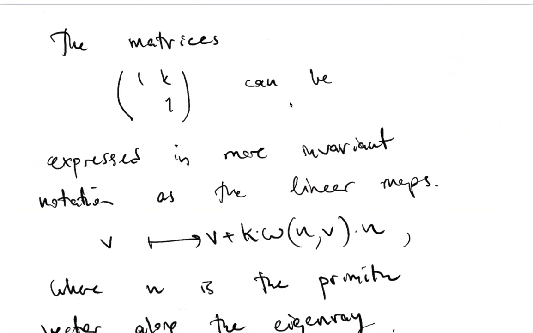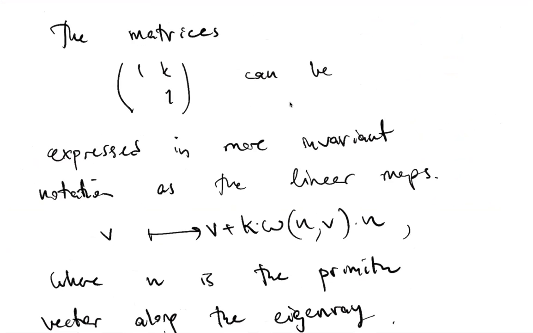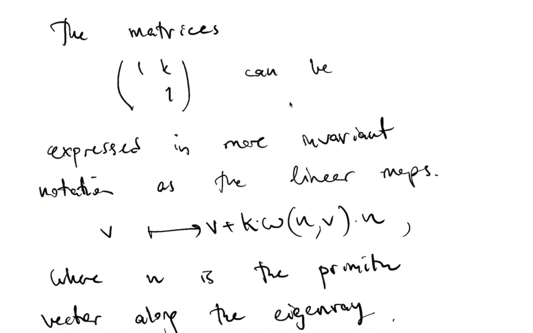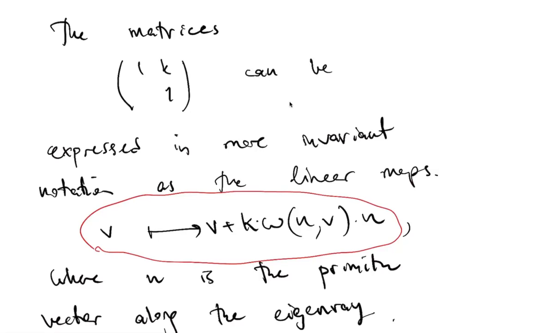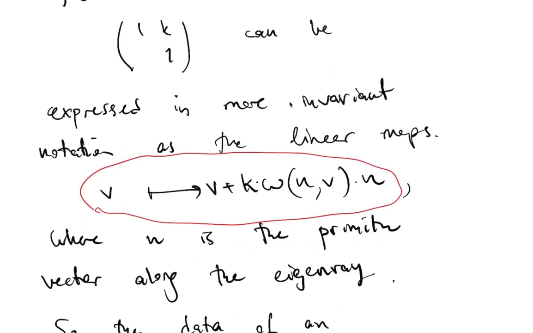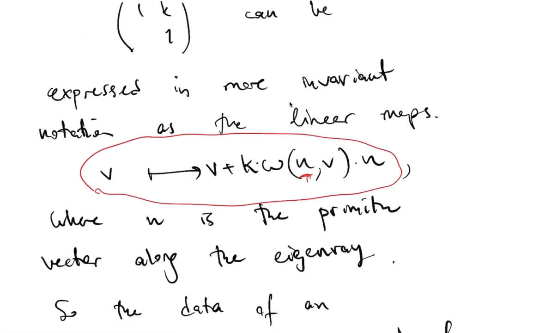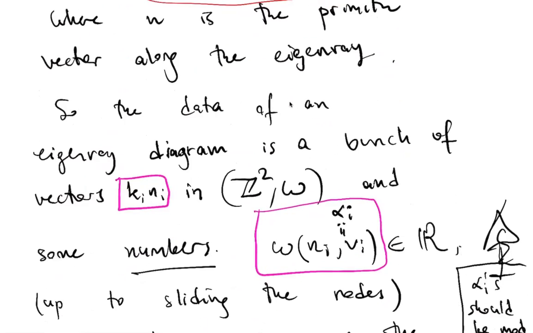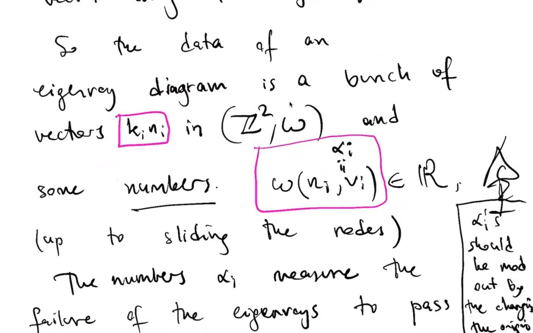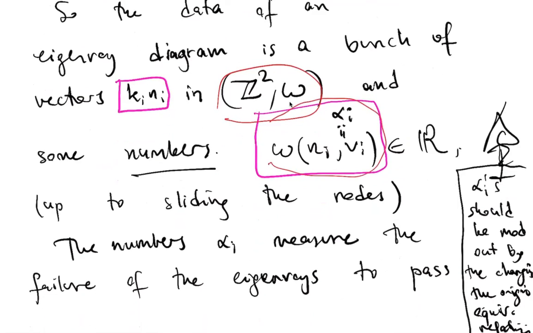The only reason I mention that is because it will come up in how I relate this to cluster varieties, and that's also a known construction. So the matrices can be more invariantly expressed by this linear transformation: any vector goes to k times, where k is the same k, the multiplicity, and n is the primitive vector along the eigenray. So, restating more or less the same thing, the data of an eigenray is a bunch of vectors in this Z2 with the determinant skew symmetric form and some numbers.